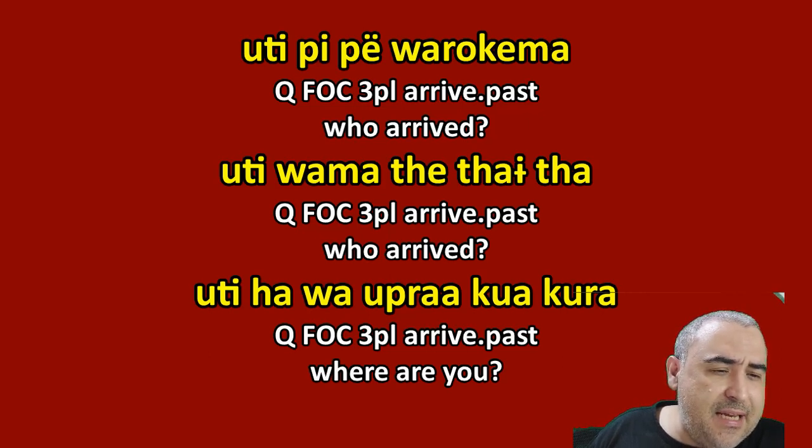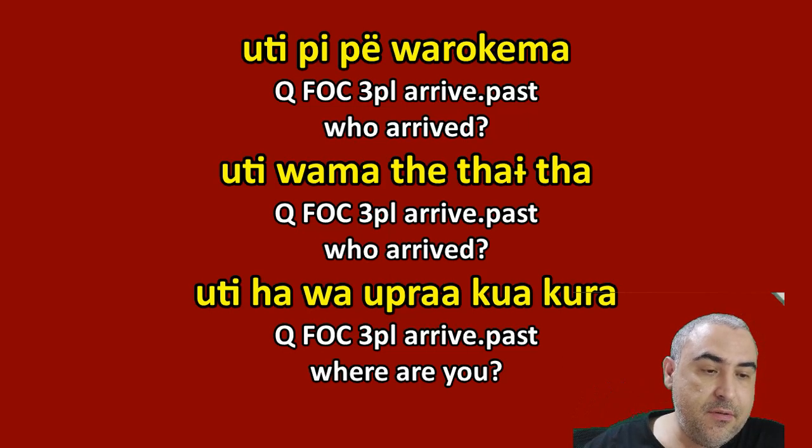Uti wama ta tai ta ta. What are you doing? Uti, what? Wama, you too. Ta tai ta. So what are you doing there? Ta tai ta. Ta may reinforce the question element of the aspect of the interrogative.